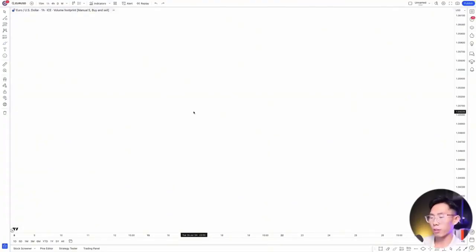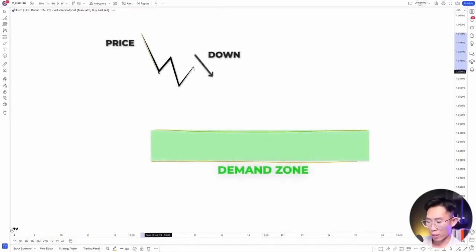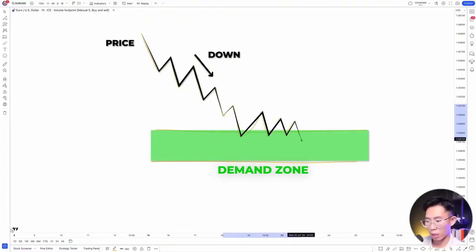So to simplify things even further, let me just draw it out for you guys like a quick example. So let's say there's a demand zone right here, and then price is going down to the demand zone, and it has a lot of aggressive selling volume, right? And price is just going down, you know, negative delta, strong amount of volume. There's a lot of orders, a lot of momentum pushing the price down. Eventually, when price gets to this demand zone, you realize that it can't seem to break past it multiple times, even though there's a lot of aggressive selling, right? But it can't seem to break past it.